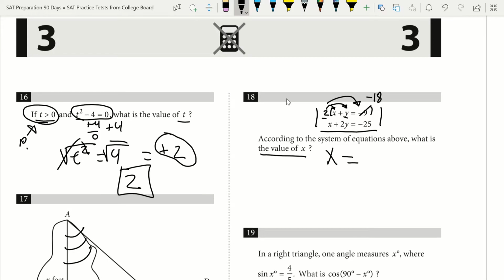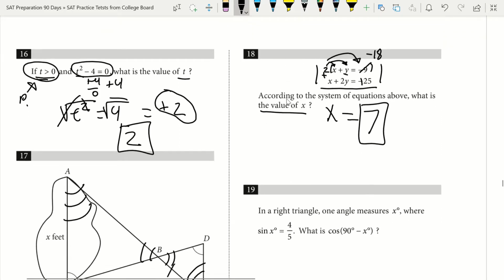So I have negative 18 minus negative 25, which will turn it into a plus 25. So negative 18 plus 25 is going to give me 7, and I see that x will equal 7. So my answer for 18 will be 7.